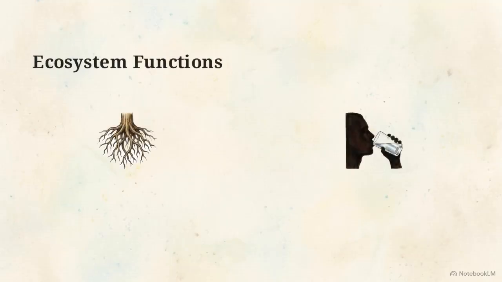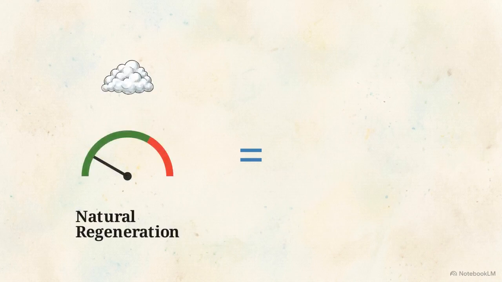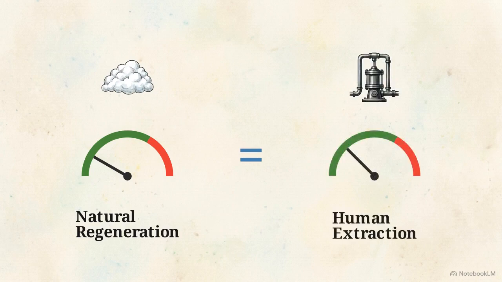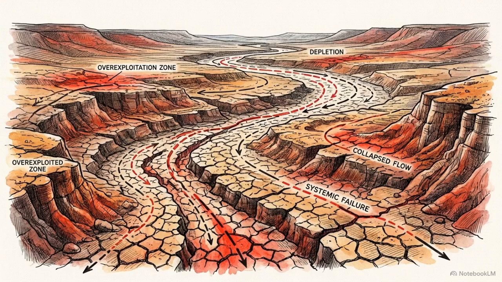When human economic systems tap into these biological processes for our own direct benefit, like relying on those roots to provide us with clean drinking water, we call them ecosystem services. Maintaining those services comes down to a simple equation of rates. On one side of the equation, you have the slow, steady rhythm of biological regeneration. On the other side, you have the highly variable speed of human extraction. As long as human extraction stays below the natural regeneration rate, the resource remains renewable. The moment our extraction outpaces nature's biological clock, the system breaks.